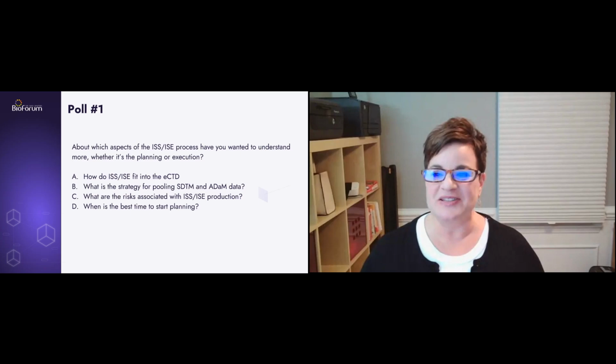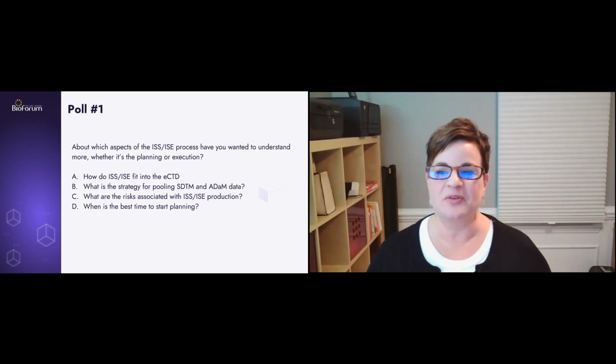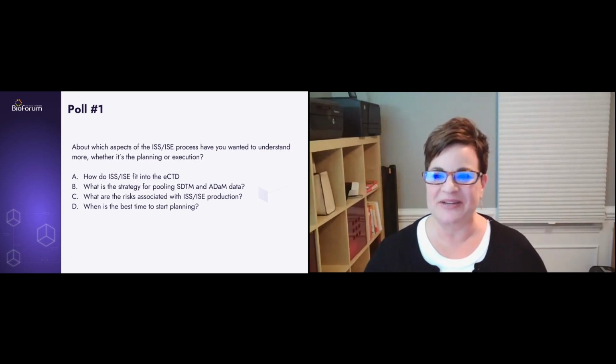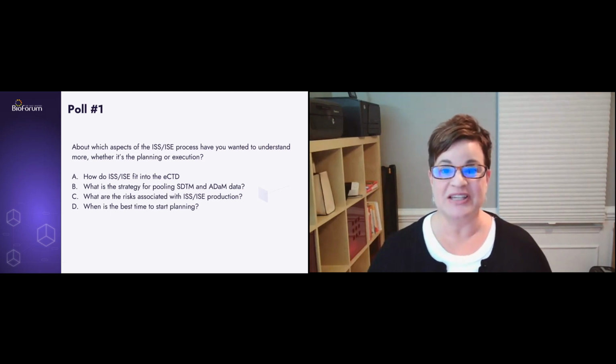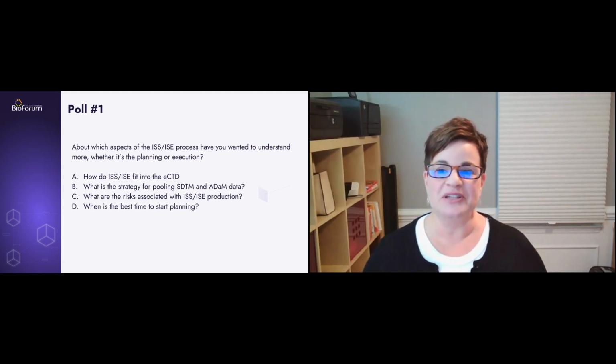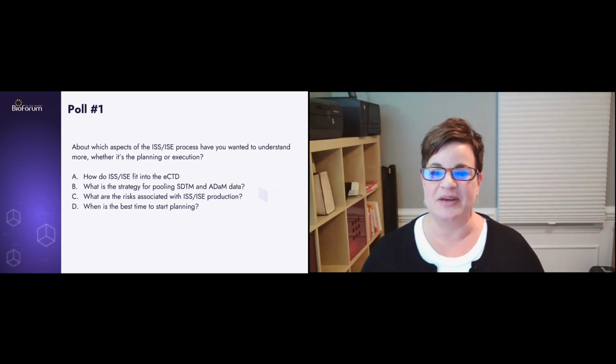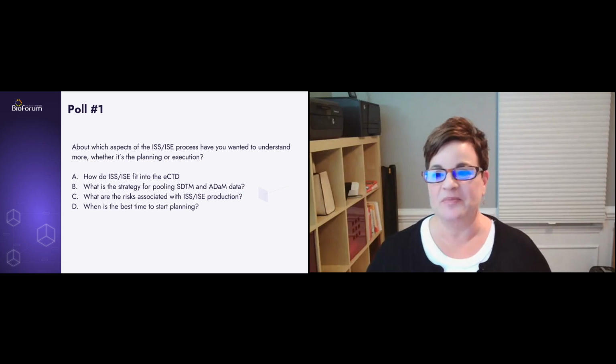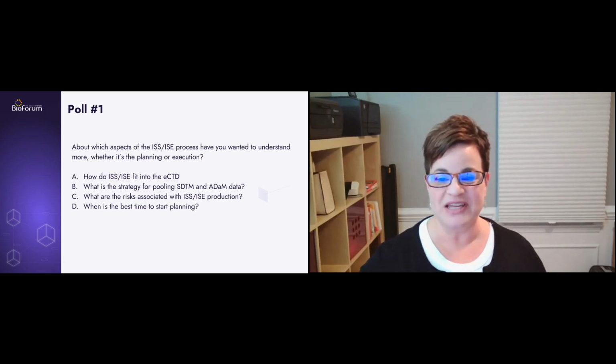And the responses are very interesting. The number one response is, when is the best time to start planning? Other ones are, what are the risks associated with producing an ISS and an ISE? And what is the strategy for pooling SDTM and ADaM data? So it looks like there's a wide range of interest today, so we will get started.